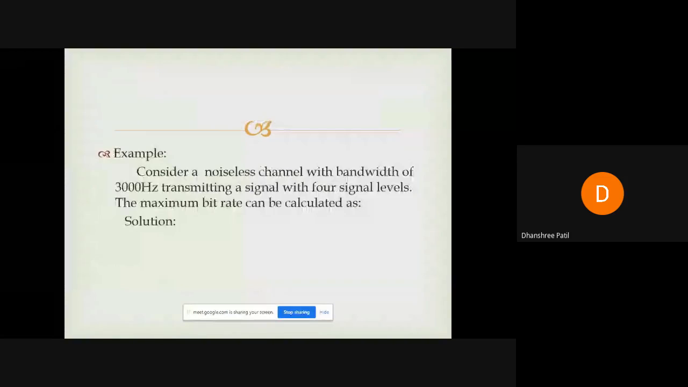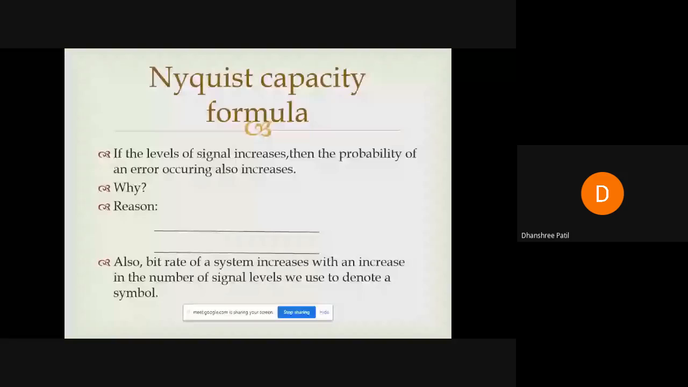Now, have you understood the Shannon capacity formula? Actually, till now, in the university question paper, there is no question directly asked for solving this example. They have just asked questions like explain Nyquist capacity formula or Shannon capacity formula. But we should know how to calculate, and that's why I have taken these examples.